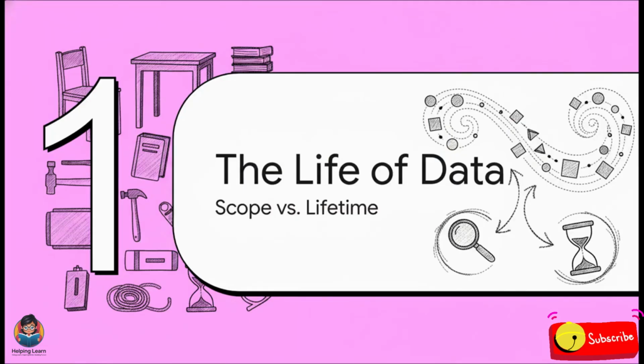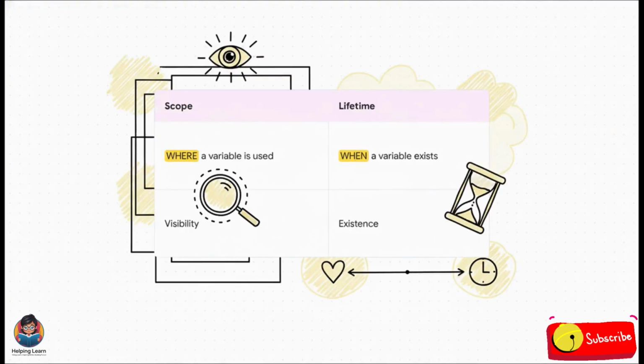Now, of course, every room in a building has stuff in it. Furniture, tools, materials. In our code, that stuff is data. And to be a good software architect, you have to understand two super important rules that govern how this data behaves: its scope and its lifetime. Okay, so this is huge.